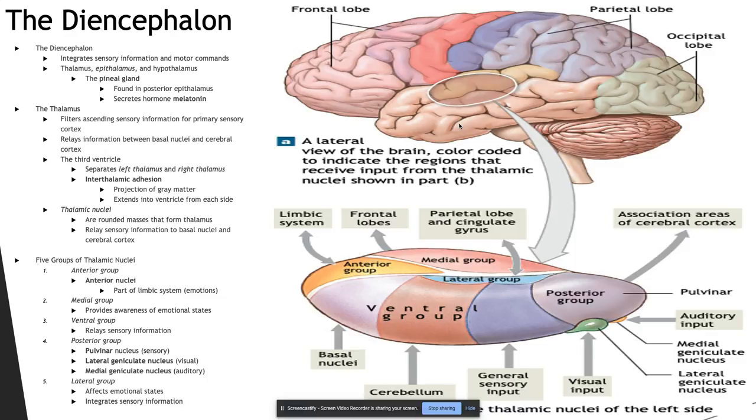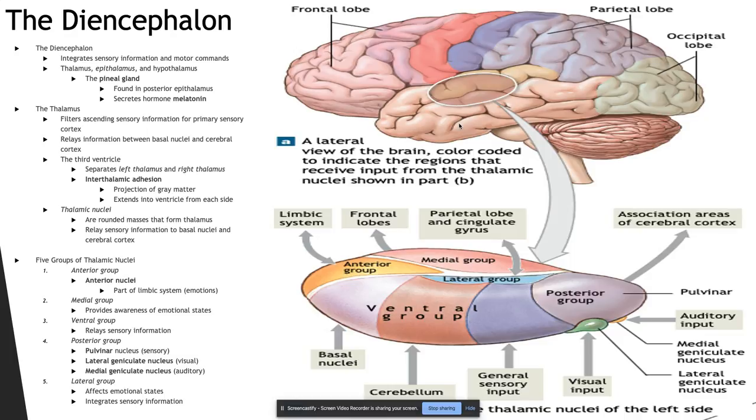The nuclei of the medial group provide awareness of emotional states by connecting emotional centers of the hypothalamus with the frontal lobes of the cerebral hemispheres. The medial group also receives and relays sensory information from other portions of the thalamus. The nuclei of the ventral group relay information from the basal nuclei of the cerebrum and the cerebellum to somatic motor areas of the cerebral cortex. Ventral group nuclei also relay sensory information about touch, pressure, pain, temperature, and proprioception, or position, to the sensory areas of the cerebral cortex.